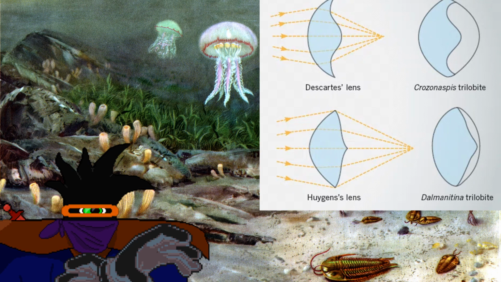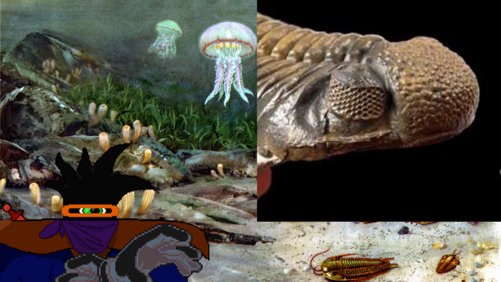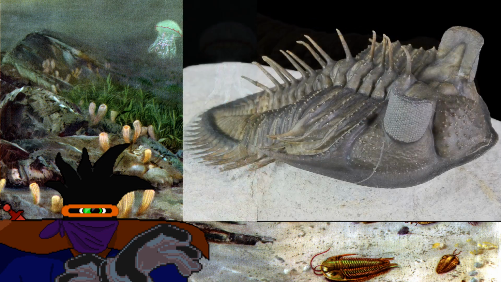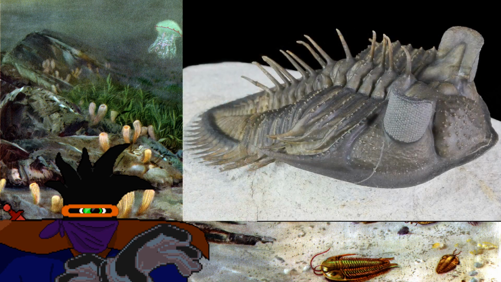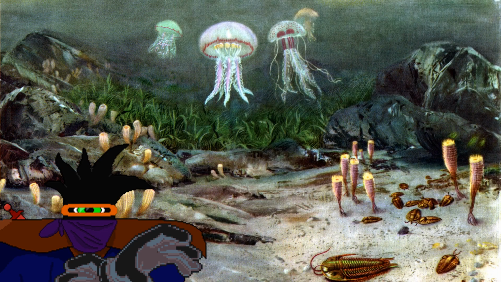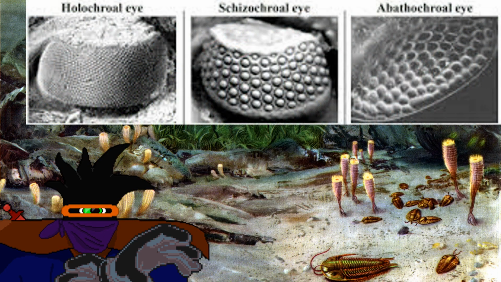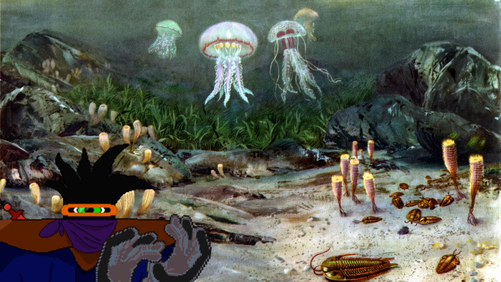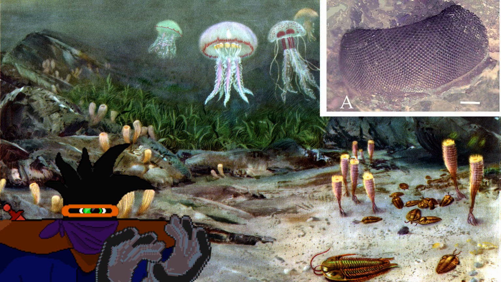These eyes were so great, they had very little distortion. One genus, Erebonochile, developed literal eye shades to help dampen light pollution, even. With regards to the eyes themselves, there were three categories: the holochoroidal eyes, the schizochoroidal eyes, and the abathochoroidal eyes. The holochoroidal eyes represent the basal condition found in nearly all orders.